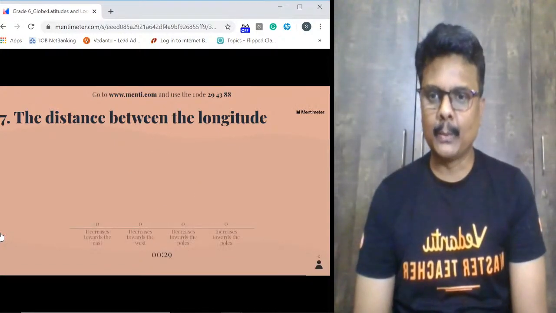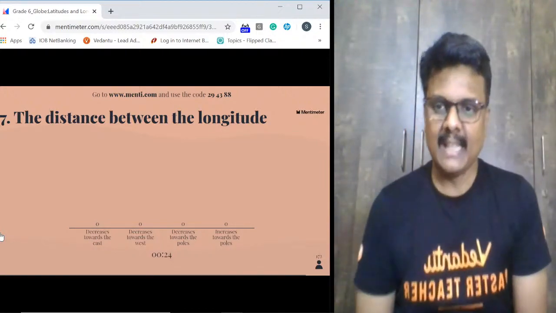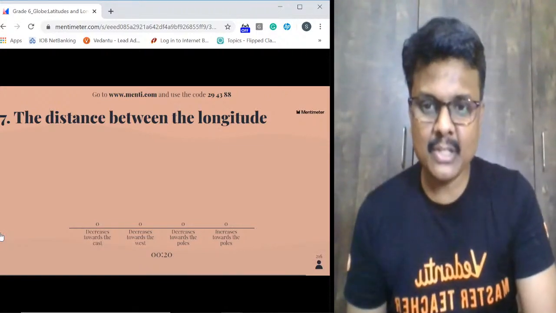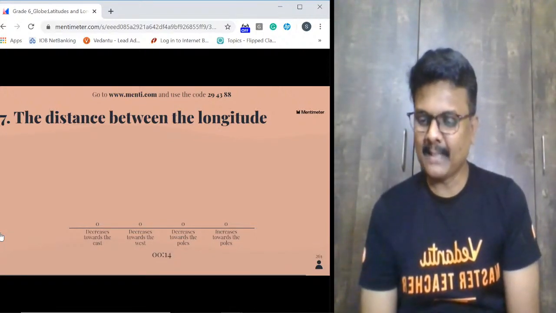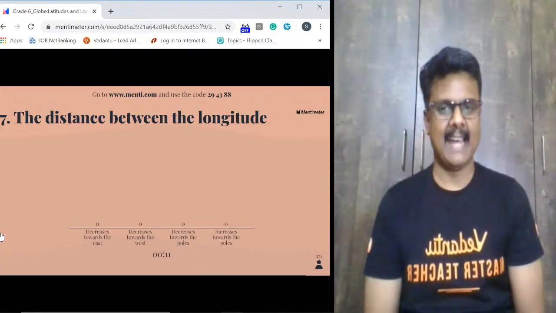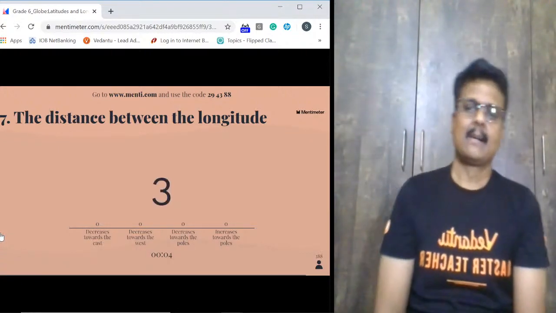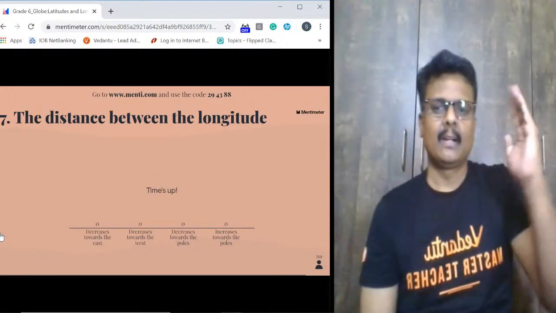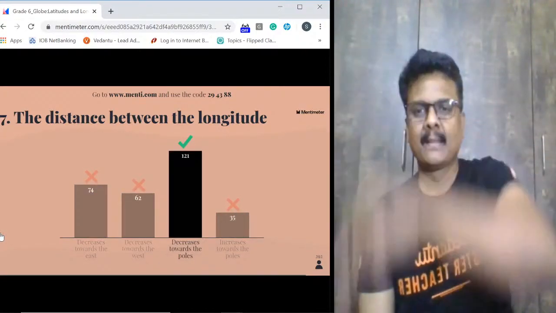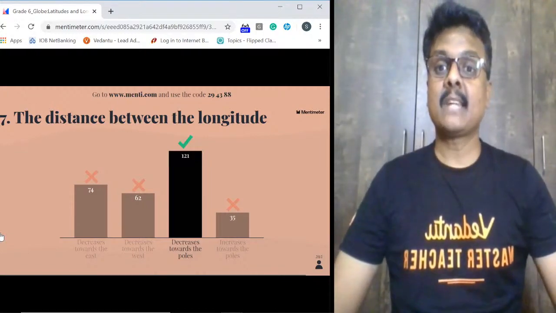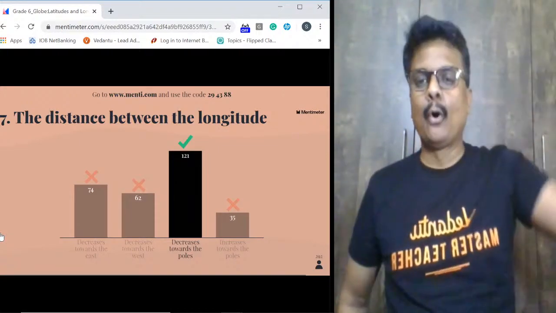The distance between the longitude decreases towards the east. Towards the east, does it decrease? Decreases towards the west. Or decreases towards the poles, increases towards the poles. Come on. Guys, I explained to you guys also. I said, can't you see that also? And I showed the picture. So between the meridians, in one place it starts, something happens. Yes, decreases towards the poles. All right. So the distance between the longitude decreases towards the poles.